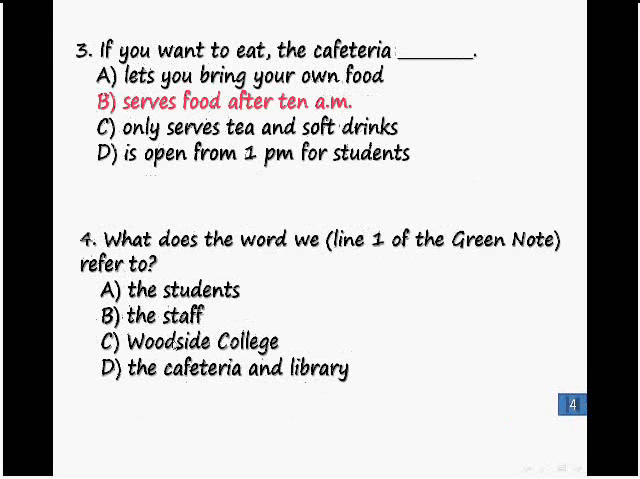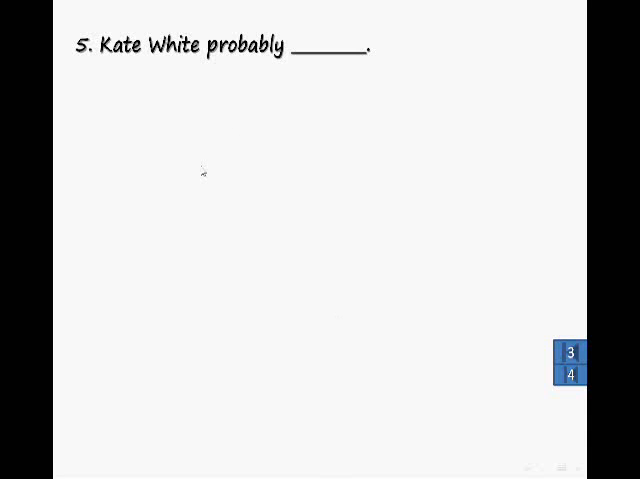So here, we refers to what? The students? Sure, no. The staff? Definitely no. The cafeteria and the library? No. So yes, they are talking about the college itself. So it's Woodside College, okay, which has all the stuff, the place, everything. So again, we answered the questions without reading all of the text.